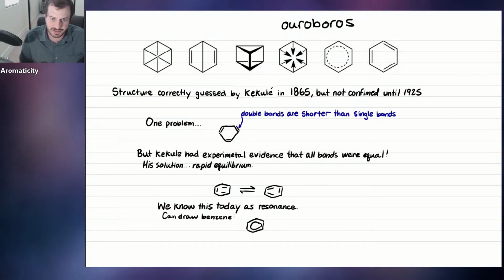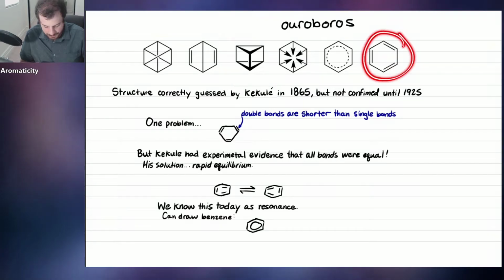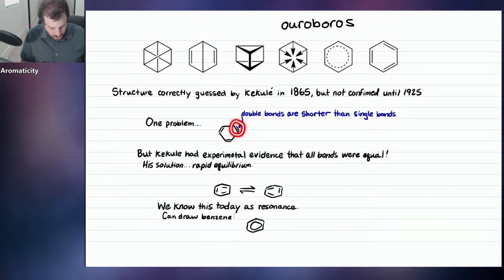Kekulé also, because of his dream, was able to solve a long-standing problem at the time. It could not be this structure, they said, because double bonds are shorter than single bonds. So the shape of the benzene would look oblong like this, but they knew that all the bonds in benzene had to be the same length. So they knew that this couldn't be the right structure. For a lot of time, they just said, well, that can't be it. We've got to keep thinking about an option that allows all the bonds to be the same length.